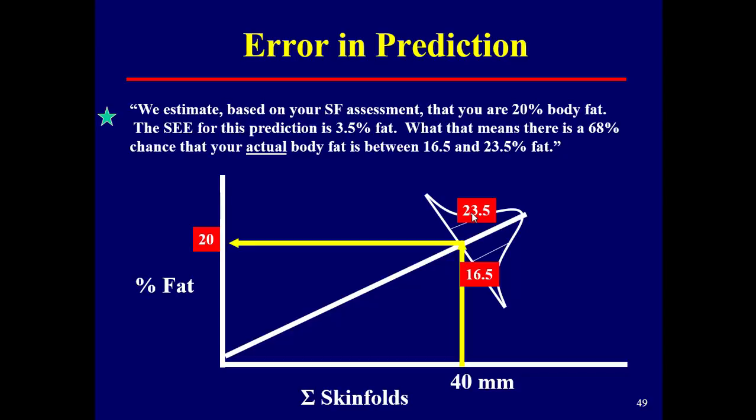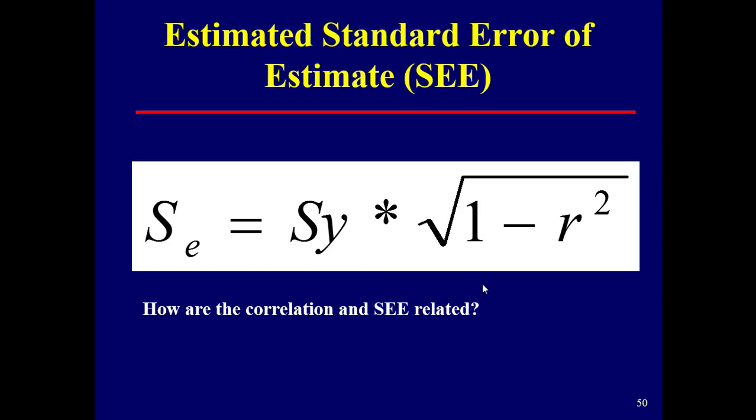I don't know about you, but if I were Joe, I'd be concerned. Because remember, 68% of the time, 2/3 of the time, when we tell you your body fat is 20%, it actually is between here and here. Which means that 1/3 of the time, when we tell you your body fat is 20%, your body fat is actually greater than 23.5% or less than 16.5%. Very important that we understand how to interpret the standard error of the estimate.